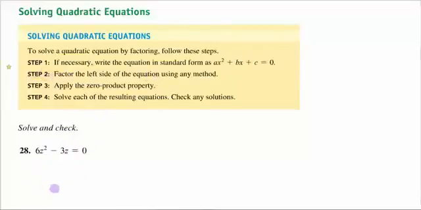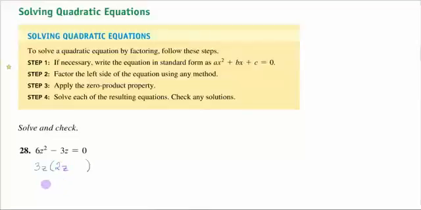Step 2 is factor the left side of the equation using any method. So I'm looking at that, and something should catch your attention. There's a greatest common factor. Remember, that's the first thing you always look for when you're factoring. Look for a greatest common factor. So we'll take out a 3z, and 3z times what is 6z squared, and that would be a 2z.